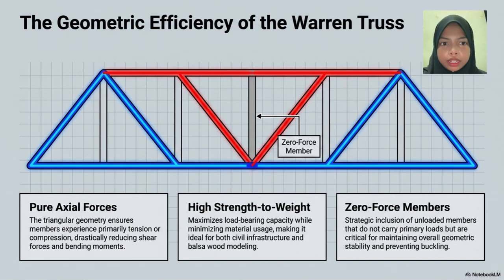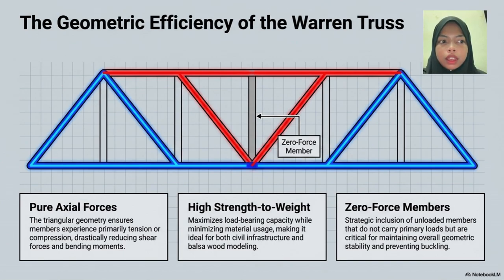The second advantage is its high strength to weight ratio. The Warren Truss distributes load evenly across the structure, allowing it to support relatively large load while using a smaller amount of material. This makes it suitable not only for real engineering structures but also for the lightweight balsa wood bridge model.